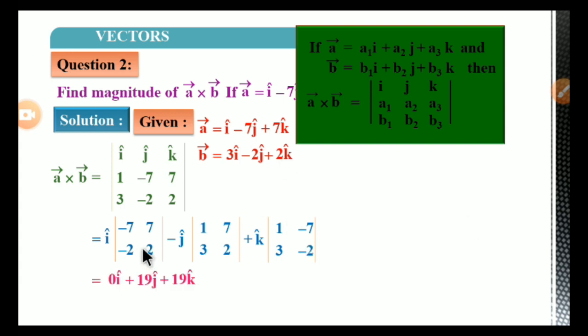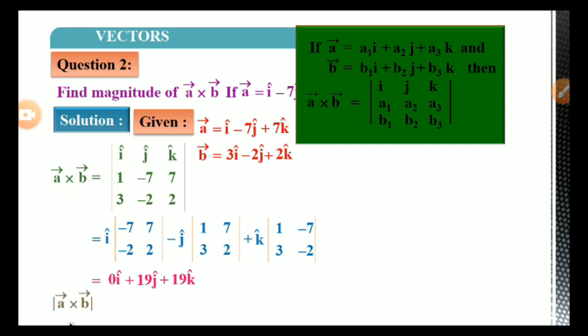After the simplification, minus 7 into 2 means minus 14, minus into the bracket of again minus 14, so minus 14 plus 14 which becomes 0i. Minus j into the bracket of 2 minus 21, that is minus 19, and minus is multiplied, so plus 19j. Similarly k into minus 2 plus 21, because minus of minus 21 becomes plus 21, that is plus 19k. So this will be the cross product of vectors a cross b.